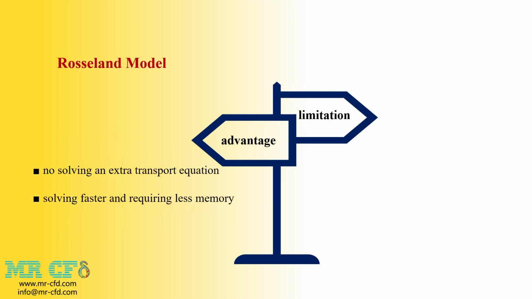Now it's time to introduce the Rosseland model. Actually, its main advantage over the P1 method is that it doesn't solve the additional transport equation for the incident radiation. Therefore, compared to the P1 method, it performs the solution faster and requires less memory.